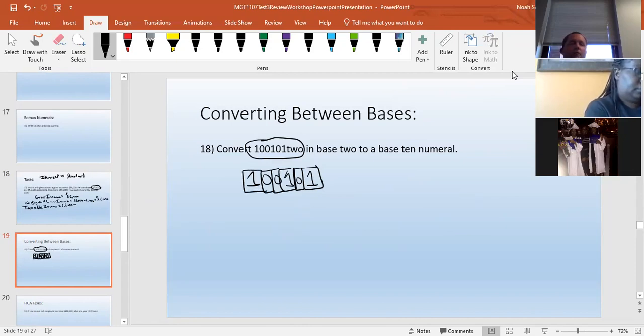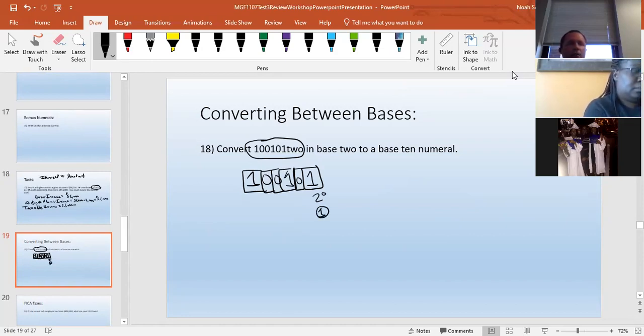Now, what's the value of the first digit in base 2? It's basically 2 to the 0 power. It's the ones place. Just like with 10, it's 10 to the 0 power, which is the ones place. This is the ones place. And so that's just going to be a value of 1 there.